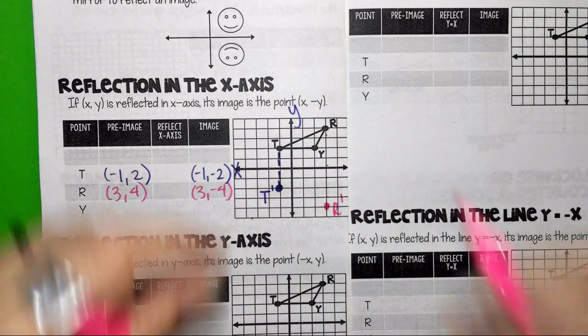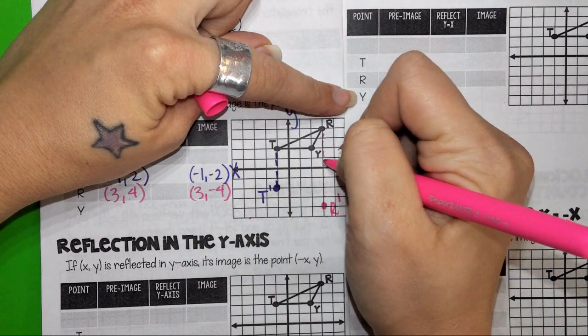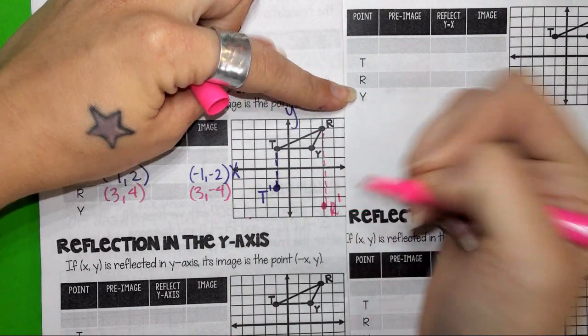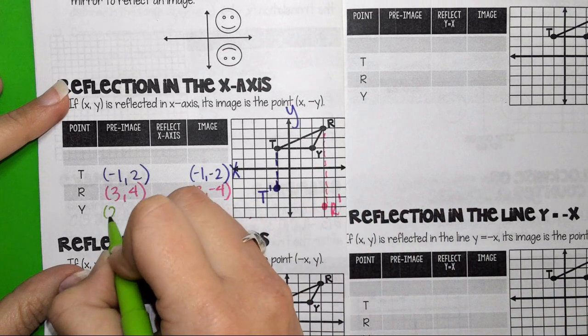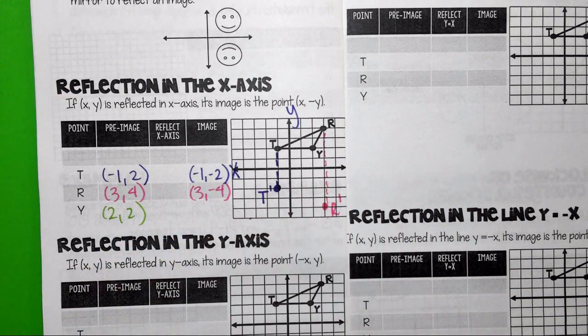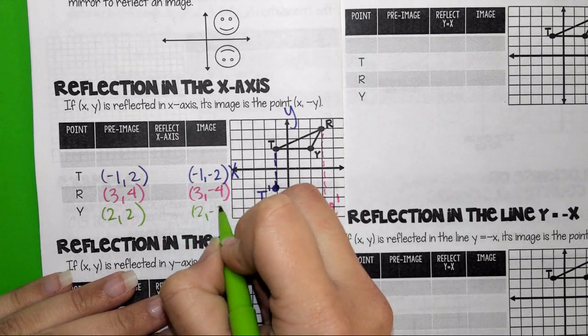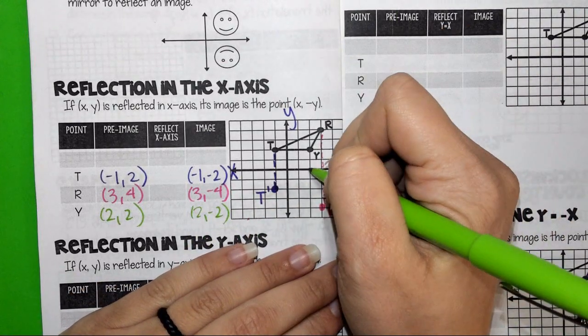Oh, this is easy. Some sort of change. I see it. No, that's not it. All right, and now tell me what the original coordinates for Y are. 2, 2. And what's my new image going to be? 2, negative 2. That's all you do.